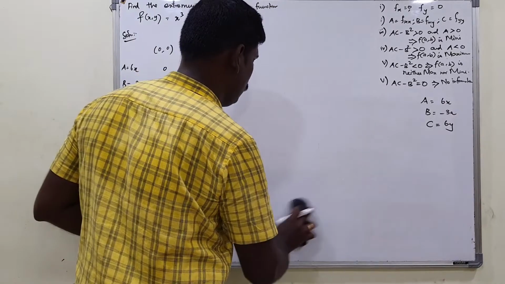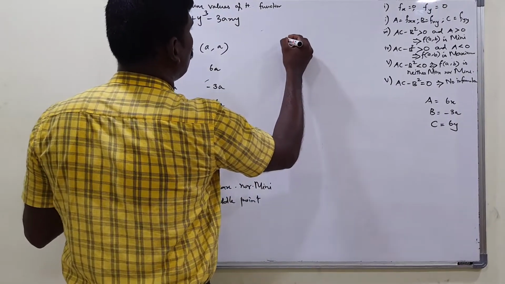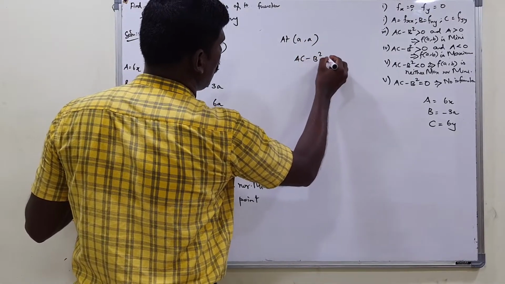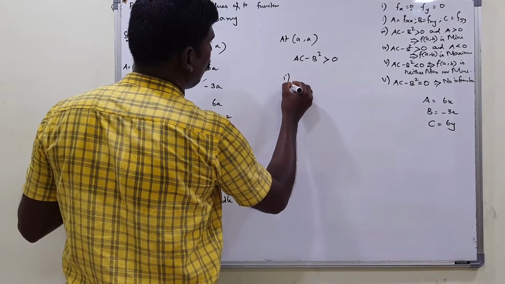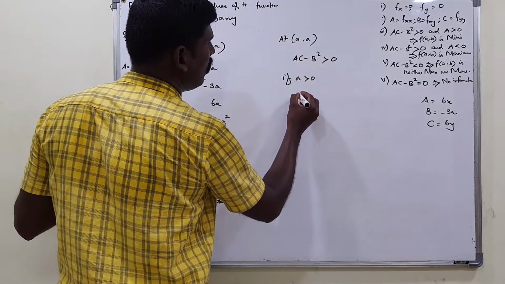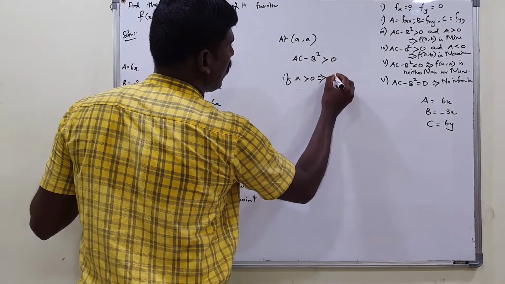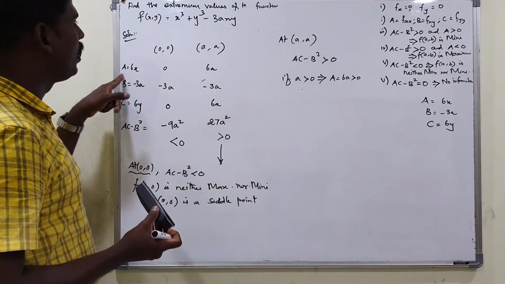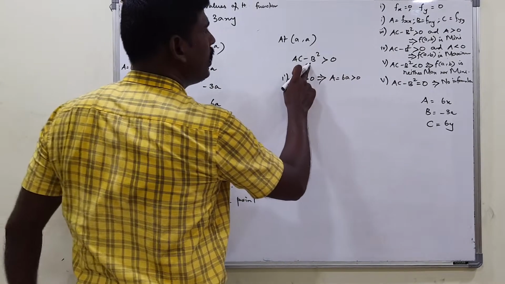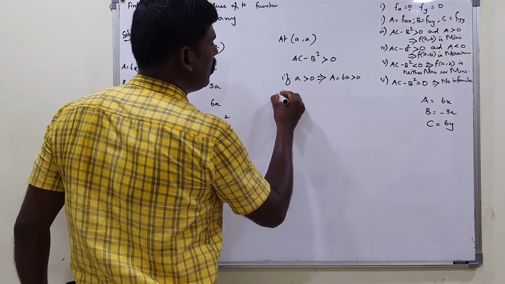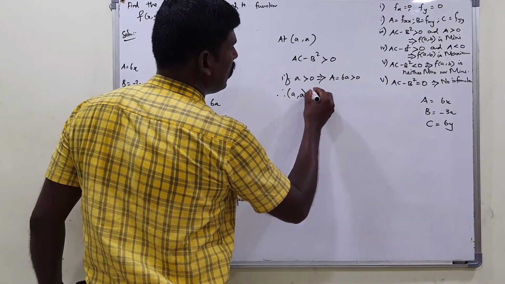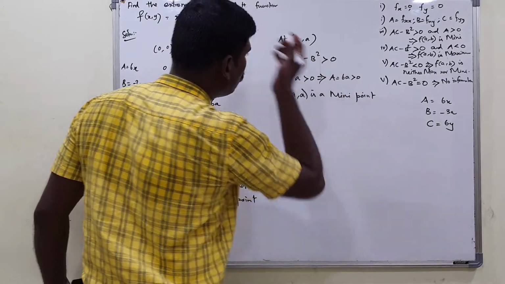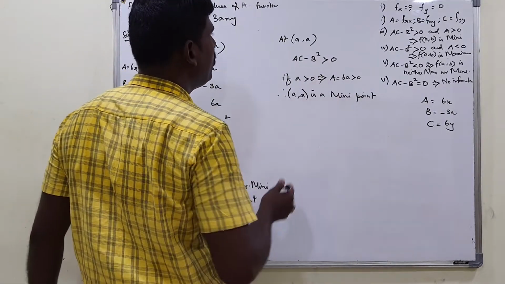Okay, I write it here. At (a, a), the value of AC minus B square is always positive. If small a is greater than 0, then capital A is equal to 6a, which is greater than 0. If a is positive, then capital A is 6a, which is also positive. So AC minus B square is positive, and at the same time A is positive. Therefore, (a, a) is a minimum point.